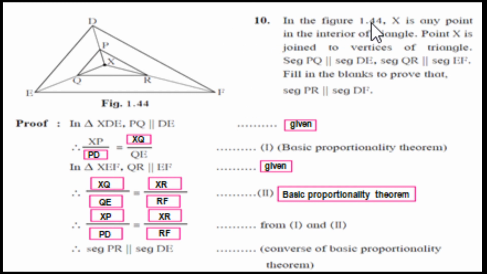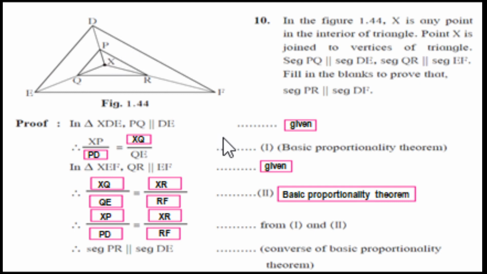In the figure 1.44, x is any point in the interior of the triangle. Point x is joined to the vertices of the triangle. Segment PQ is parallel to segment DE and segment QR is parallel to segment EF. Now fill in the blanks to prove that segment PR is parallel to DF. We have to prove this.